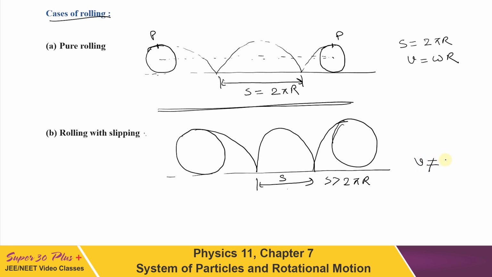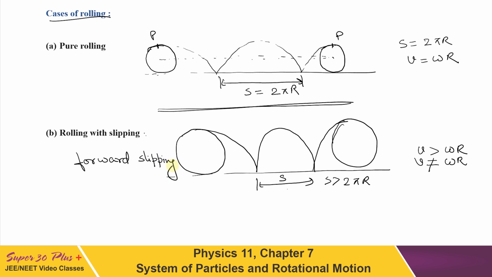So velocity has to be more than omega r, or we can write this as not equal to omega r. Then of course the distance travelled will be more than 2 pi r. So this is called rolling with forward slipping. Whenever the distance travelled in one full rotation is more than 2 pi r, it is known as forward slipping. You must have experienced this when friction on the road is less, that is, in the rainy season.